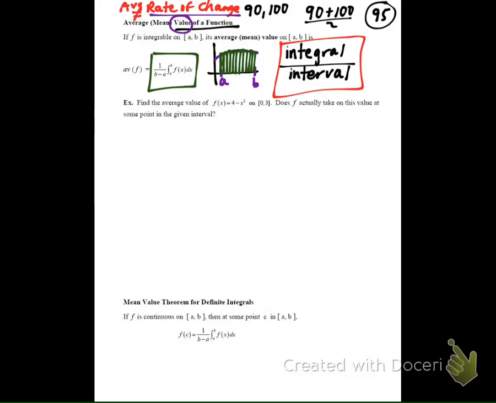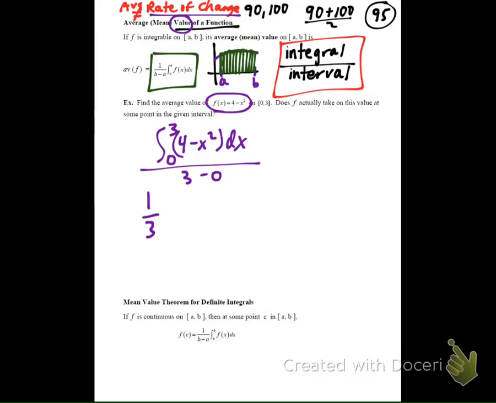So the average value of this function, 4 minus x squared on the interval from 0 to 3, is the integral of 4 minus x squared dx from 0 to 3, over the interval. The interval is 3 minus 0. We know how to find the antiderivative, so let's write it like this: 1/3 times the antiderivative of 4 minus x squared, which is 4x minus x cubed over 3. We're going to evaluate that on the interval from 0 to 3.